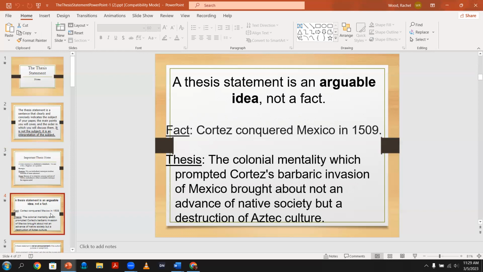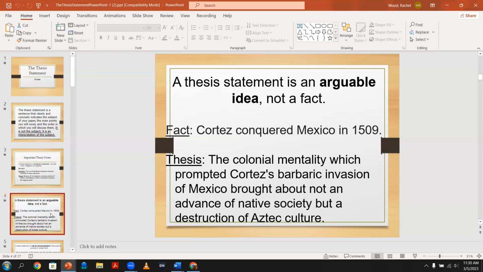Fact, Cortez conquered Mexico in 1509. That's a fact. That cannot be debated. That is historically documented fact. However, you could say, thesis statement wise, the colonial mentality which prompted Cortez's barbaric invasion of Mexico brought about not an advance of Native society, but a destruction of Aztec culture. This is a debatable, defensible thesis statement.